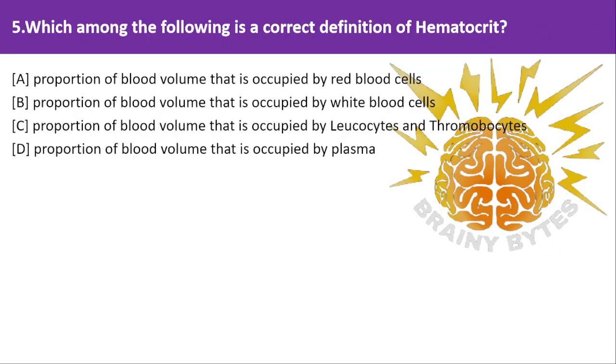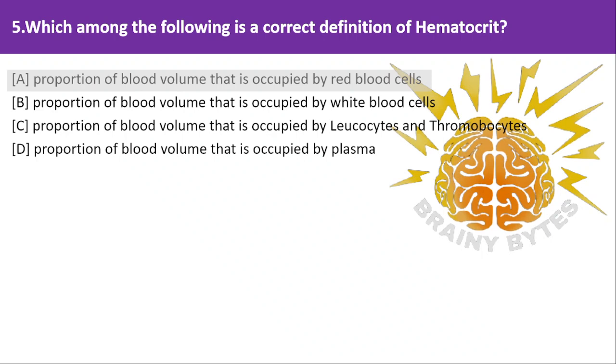Question number 5. Which among the following is a correct definition of hematocrit? Option A. Proportion of blood volume that is occupied by red blood cells. B. Proportion of blood volume that is occupied by white blood cells. C. Proportion of blood volume that is occupied by leukocytes and thrombocytes. D. Proportion of blood volume that is occupied by plasma. Correct option is A.